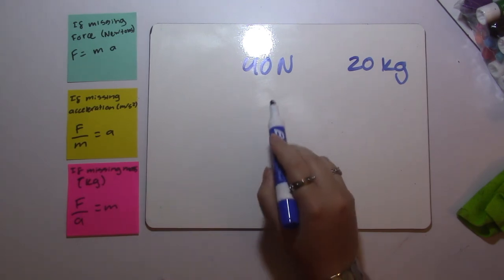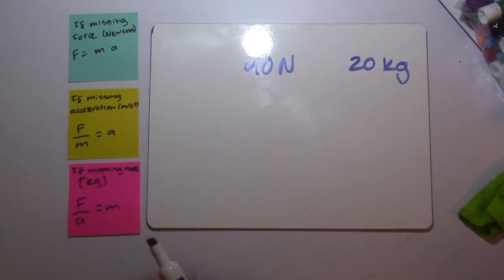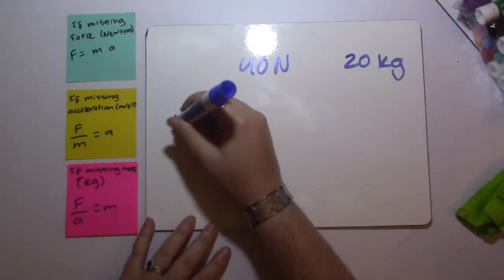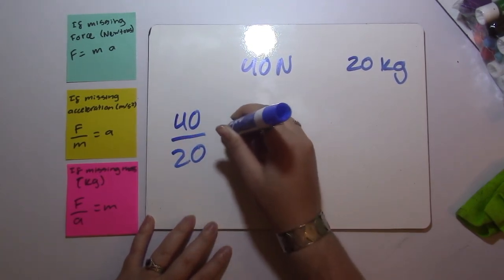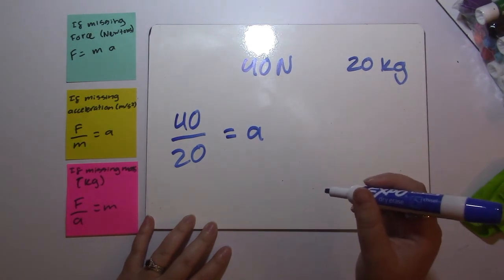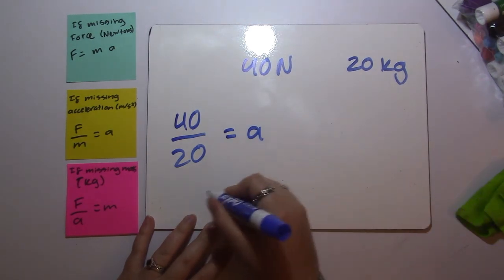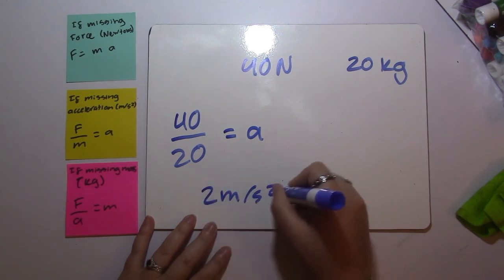Because I have my force and my mass, I know that I'm missing acceleration, which means I'm going to use this version of the equation. So I'm going to divide 40 by 20 to get my acceleration, which means my acceleration is 2 meters per second squared.